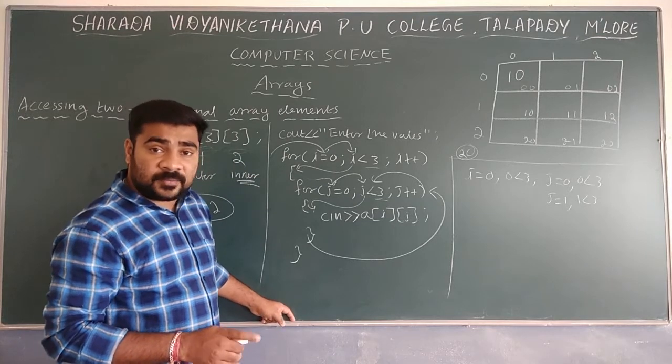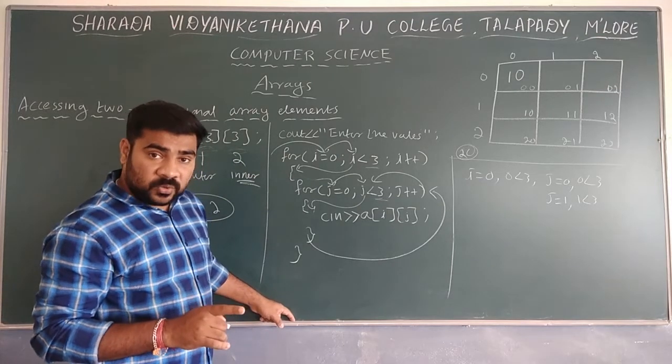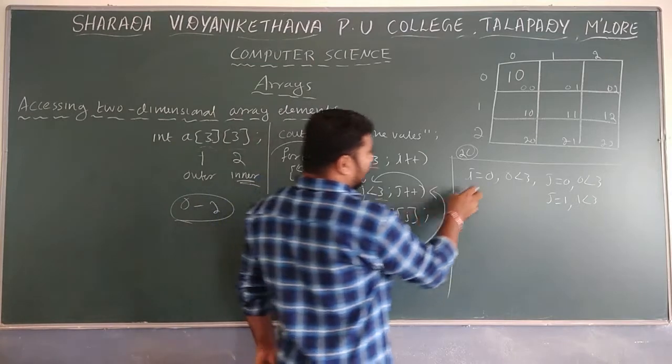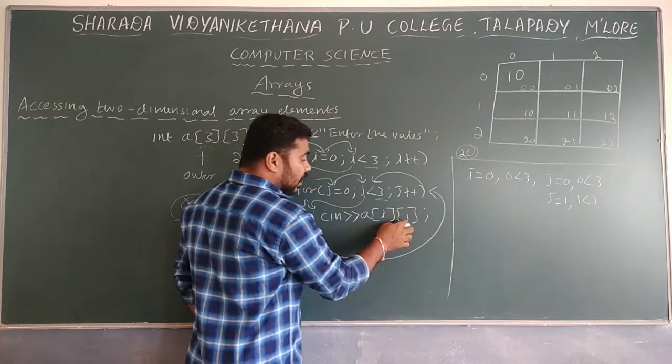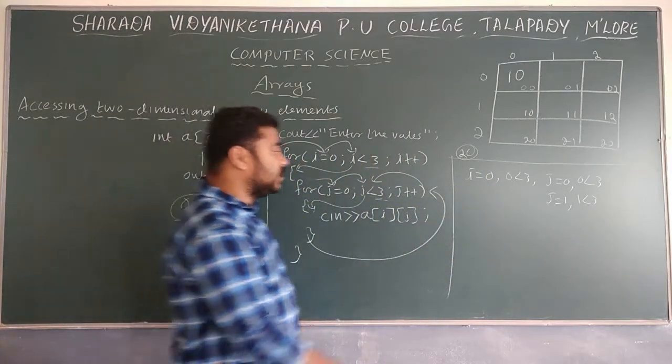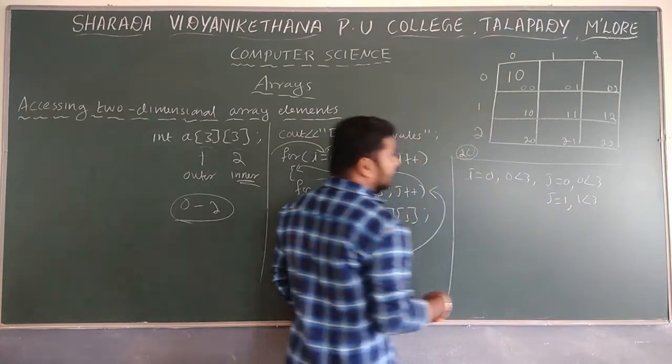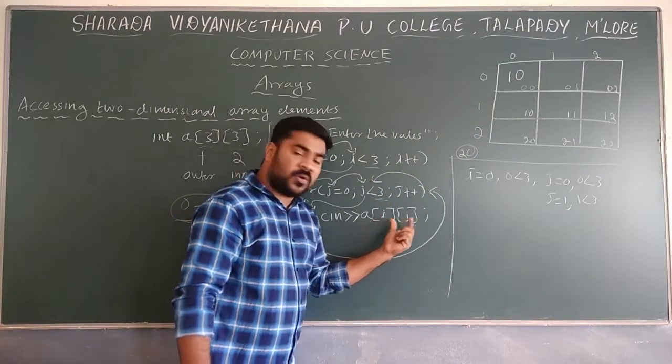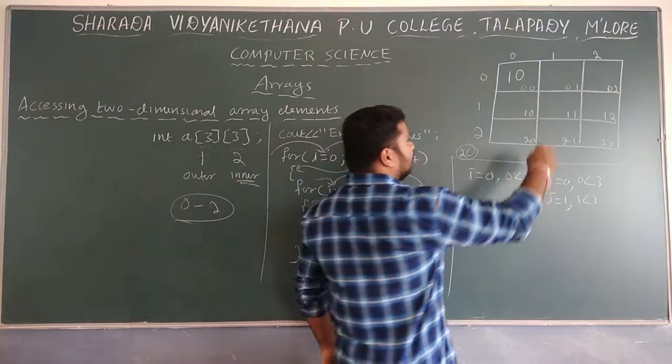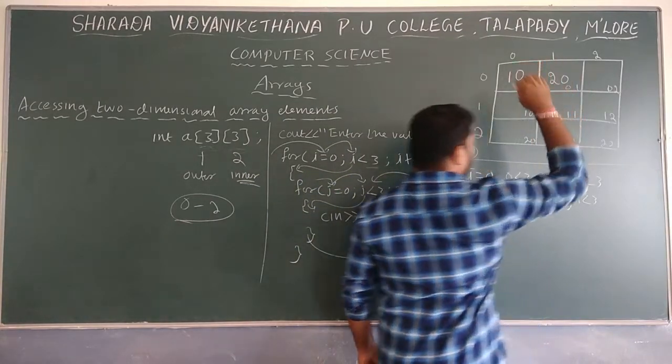What is the value of i? The i value is still 0; we have not changed it. And what's the value of j? The j value is 1. So the data will be stored in a of 0 and 1.